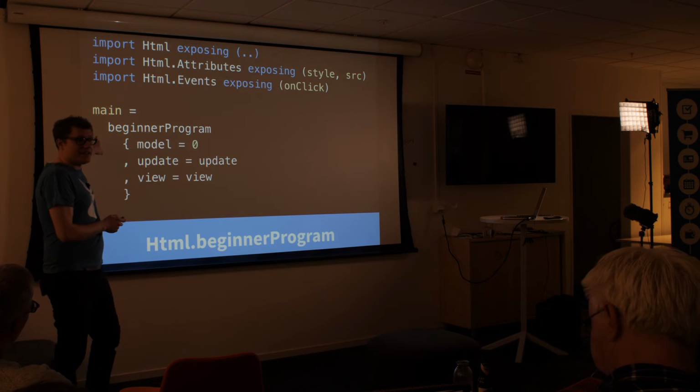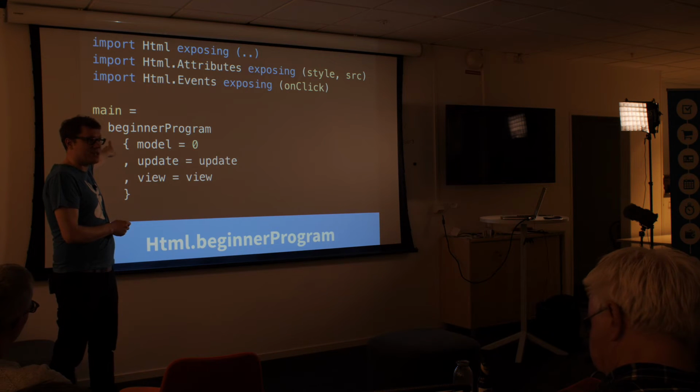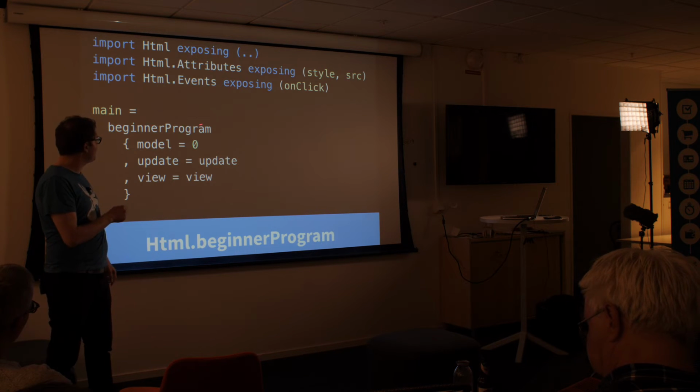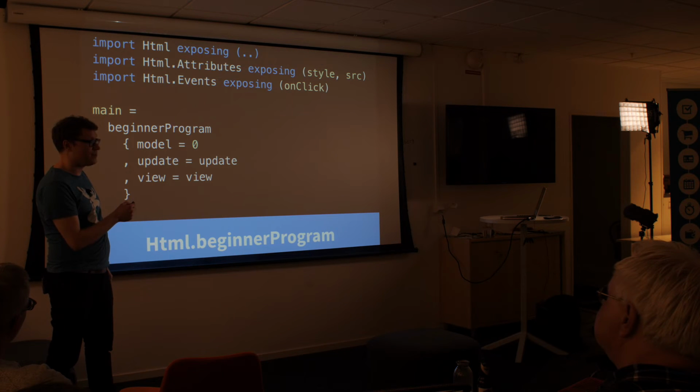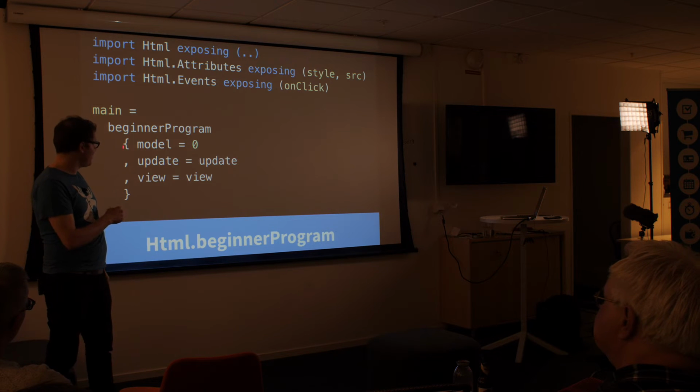So instead of directly going for a div or an h1 tag or something here, we go for the beginner program, and it obviously comes from the HTML module because we're exposing the whole HTML module there. This beginner program takes one argument, which is a record. This is called a record in Elm, and it has three fields. It has a model. In this case, our model is super simple. It's only an integer, the number of avatars.